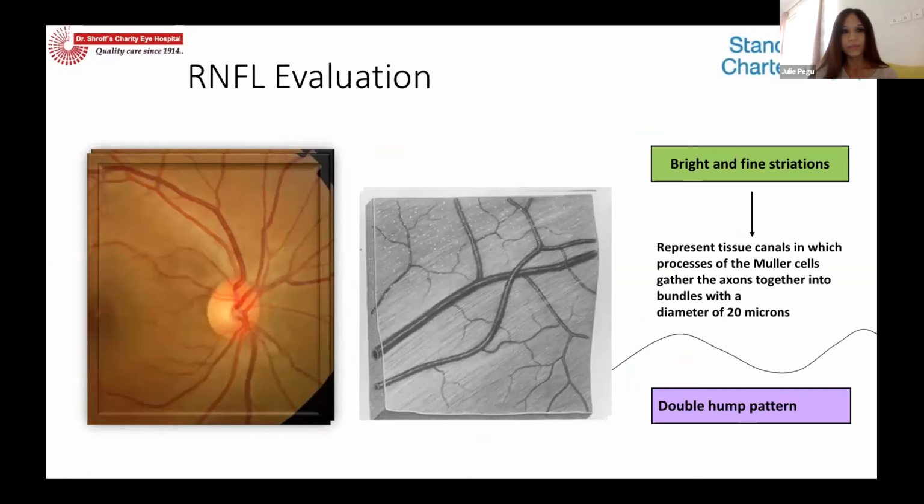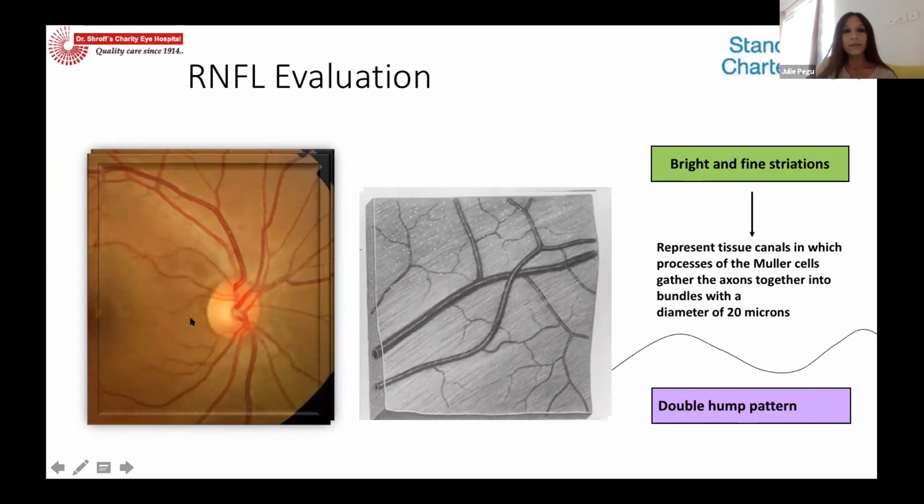Last but not the least, what is most important is the retinal nerve fiber layer evaluation. It is this evaluation that separates the glaucoma suspects from early glaucoma. These are seen as bright and fine striations, and they represent tissue canals in which processes of the Müller cells gather the axons together into bundles of 20 microns. They are usually seen vibrantly in the supratemporal and infratemporal regions, which is important to us because these are the poles which get affected in glaucoma first.